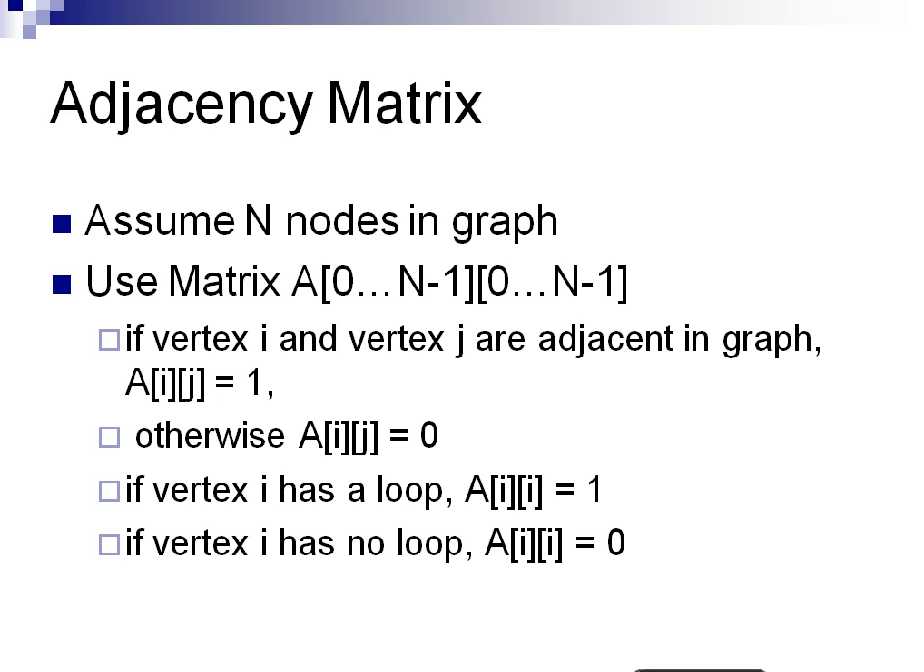If vertex i has a loop, then also we will represent it in the adjacency matrix, with index i, i equal to 1. A loop means we are coming back to the same node from which we started. So if your graph is having a loop, then the value in the adjacency matrix at index i, i will be 1. Otherwise it will be 0.